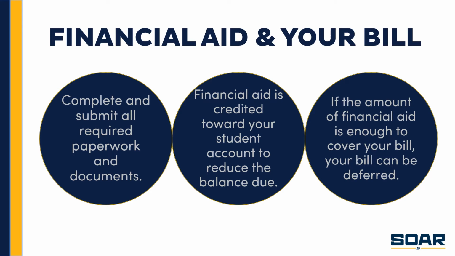So for example, if you have tuition, fees, and room and board, if you're on campus, that semester bill was around $8,500 for full-time students in state. If your bill for the semester is $8,500 and you have $9,000 in financial aid, then that's going to be covered. If your bill is $8,500 and you have $8,000 in financial aid, the $8,000 portion of your bill is deferred, but you will need to pay the balance due.